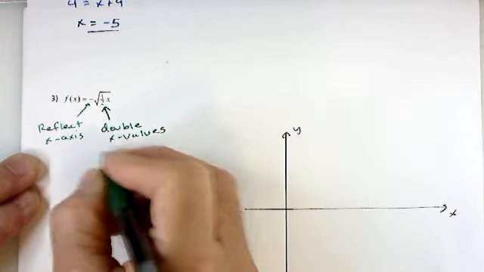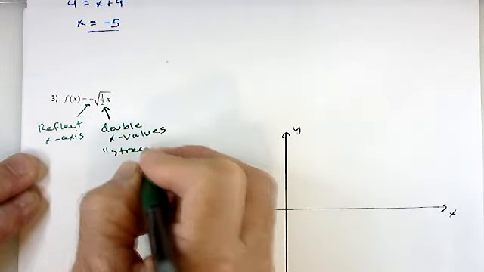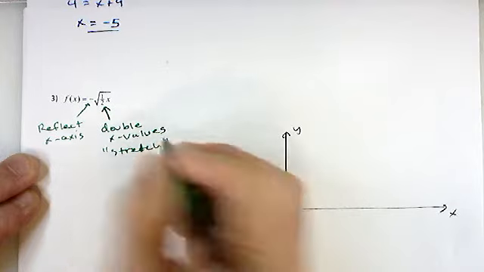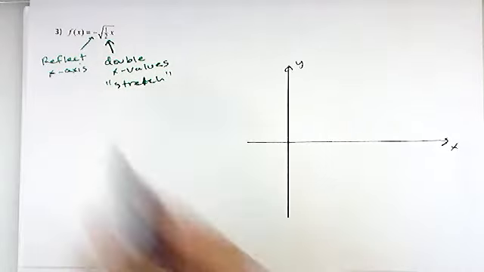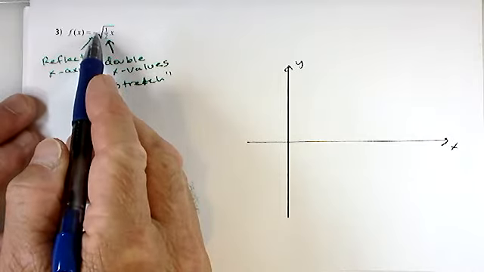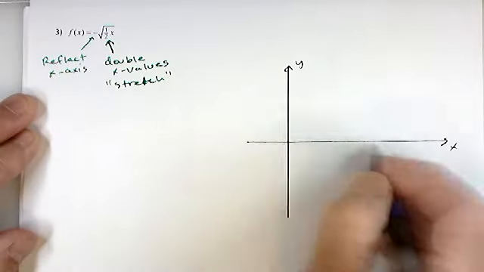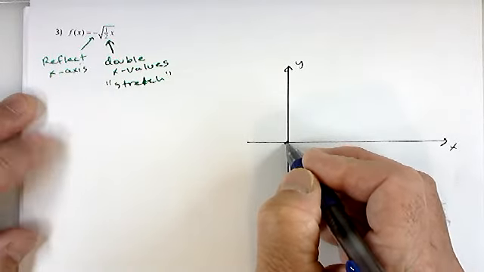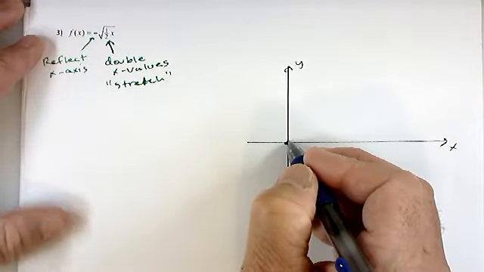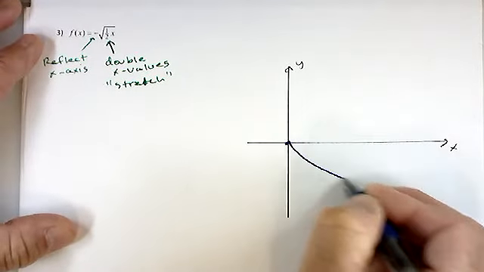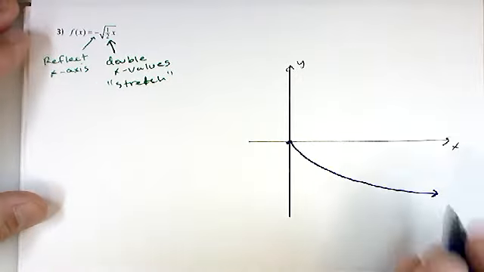That's going to be a stretch in the horizontal way, right? Stretch. So I can pretty much see what the graph's going to look like if I know there's no shifting left or right. So it's still going to start at the origin. But instead of going up like a normal square root graph, it's reflected around the x-axis. It's going to go down. It's going to look like this.